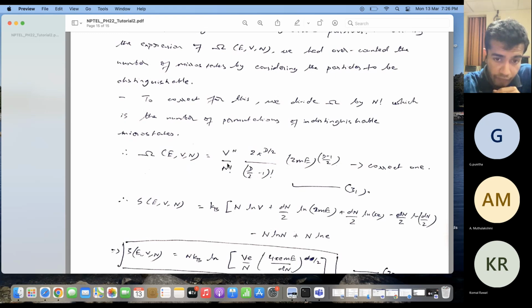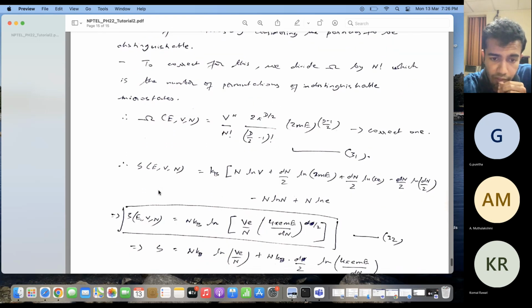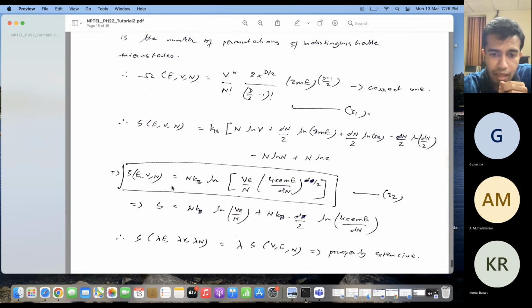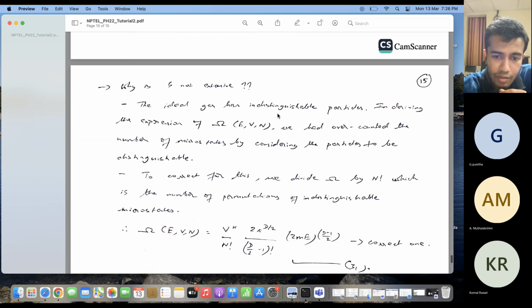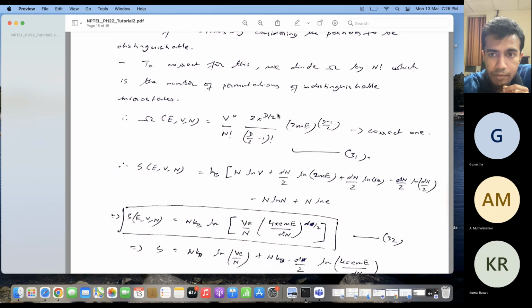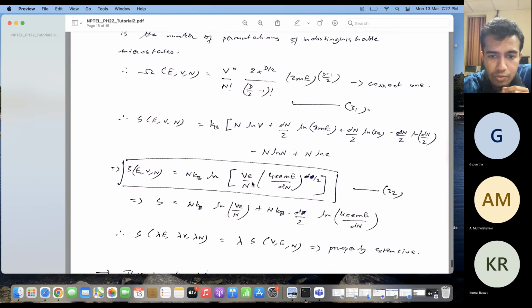Okay, and after dividing by N factorial, if I calculate the entropy, you will see that the entropy has this form of an expression where there is a factor of V by N in the volume. So if I compare equation 32 with this expression over here, you see that the volume was not divided by any factor of N, and this was giving rise to the error. If I account for the indistinguishability of the particles, then I also have to incorporate this factor of N factorial, which leads to a division of the volume V by N over here.